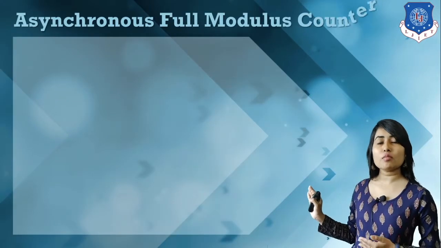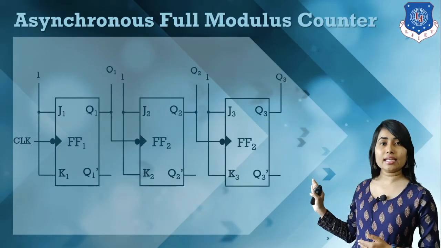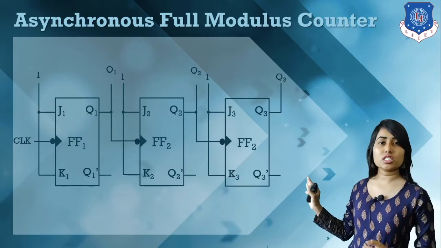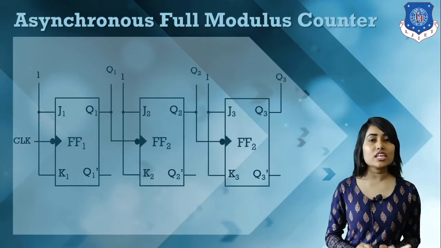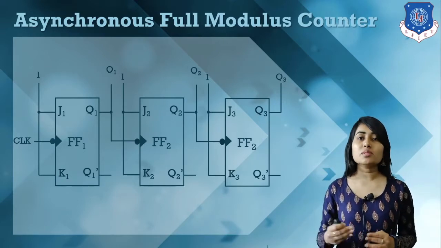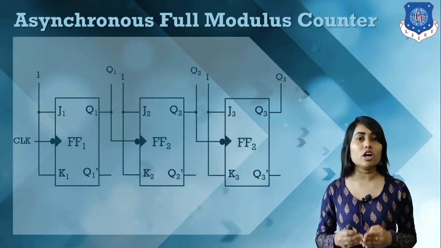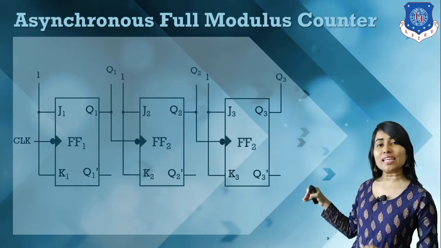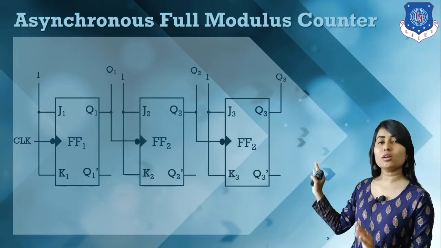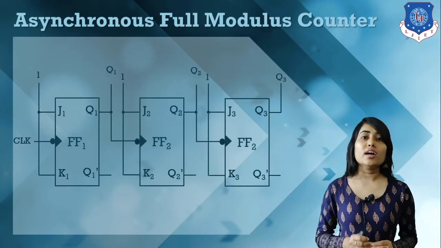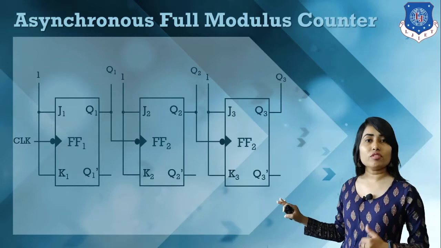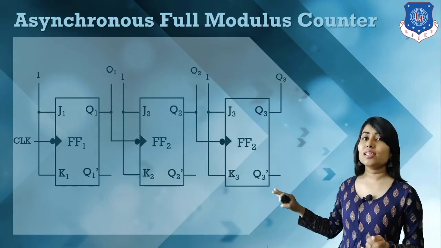Here we have the basic logic diagram of this full modulus 8 counter. Here we have 3 flip-flops. All the inputs of these 3 flip-flops are 1, because in an asynchronous counter we use flip-flops in toggle mode. So all the inputs, that is J1 K1, J2 K2, J3 K3, are equal to 1. So all the flip-flops are in toggle mode. Now here we apply the external clock signal to the first flip-flop. Now whenever we want to count, here we use this negative edge trigger flip-flop.